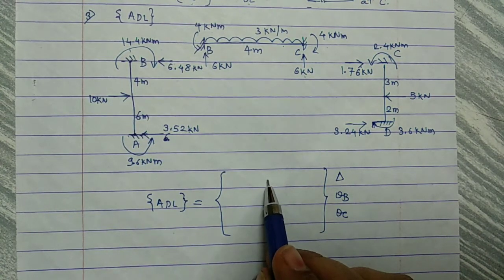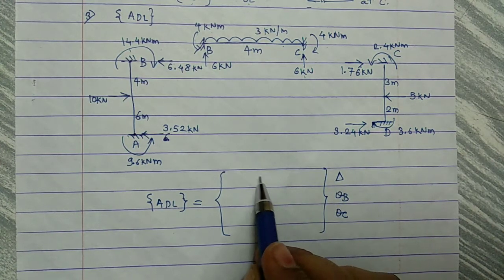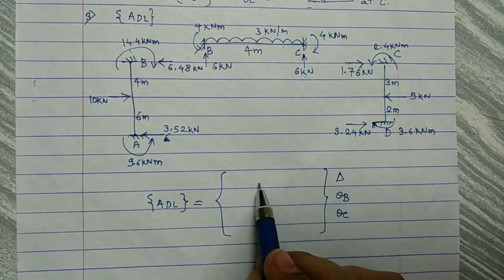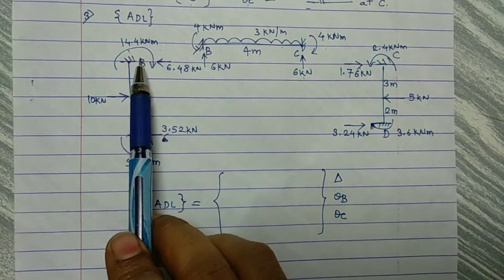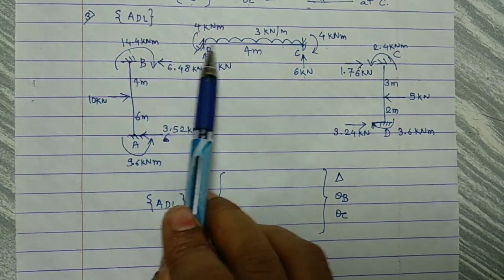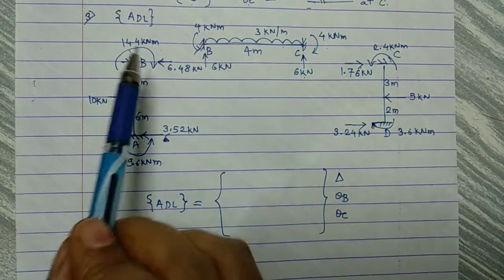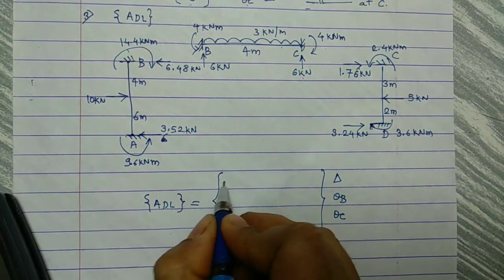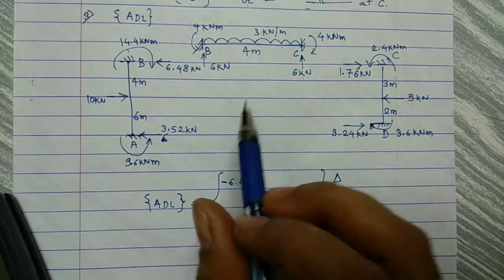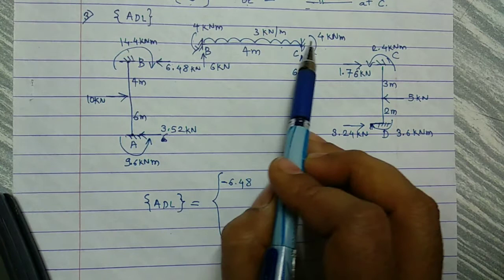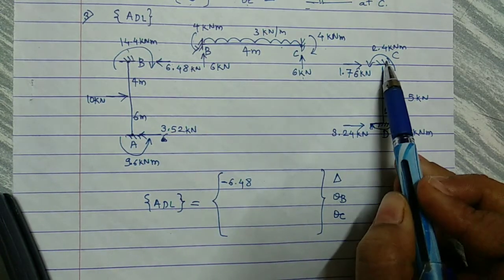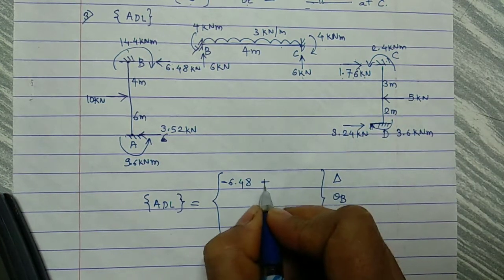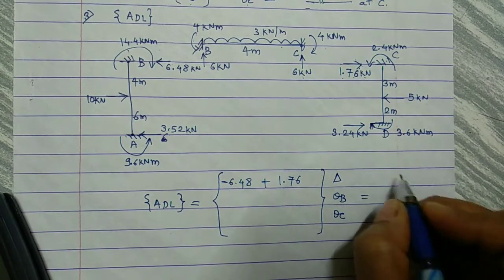The very first element corresponds to delta. Here it should be the reaction at beam level in the horizontal direction. So at beam level, that is at B point and C point in the horizontal direction. At B point this is the reaction in the left direction, so that is minus 6.48. For the beam there is no horizontal reaction. Now for this column at C point, this is the reaction 1.76 in positive direction. So here plus 1.76.